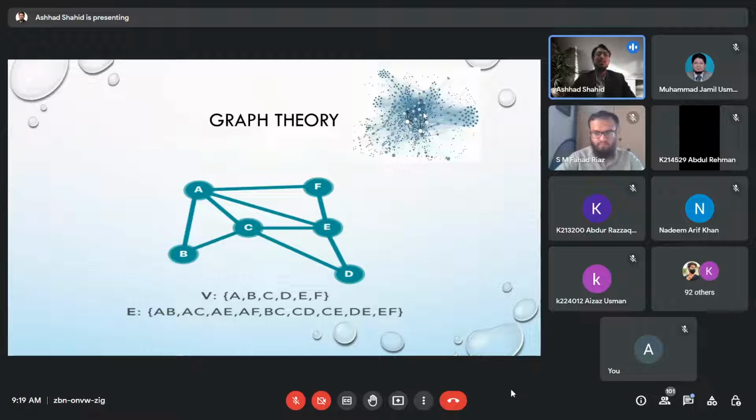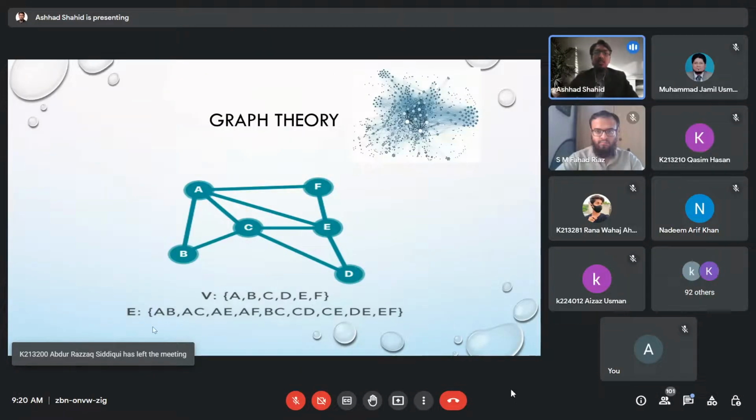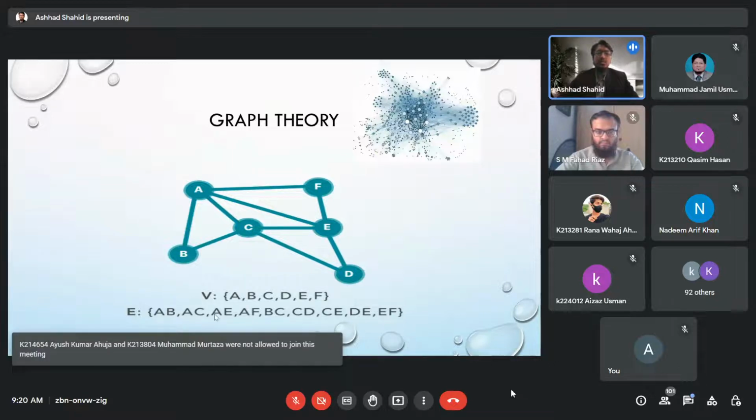Similarly, we have A to C, another edge; A to E is another edge; A to F is another edge. You can see B to C is another edge, C to E, C to D, and there is no edge for C to F, since C is not connected directly to F. Similarly, E is connected with A; EA is previously described as AE. So E is connected with F, and so on. DE is previously described. So in this way, the graph has nodes A, B, C, D, E, F, and we have edges like A-B, A-C, and so on.